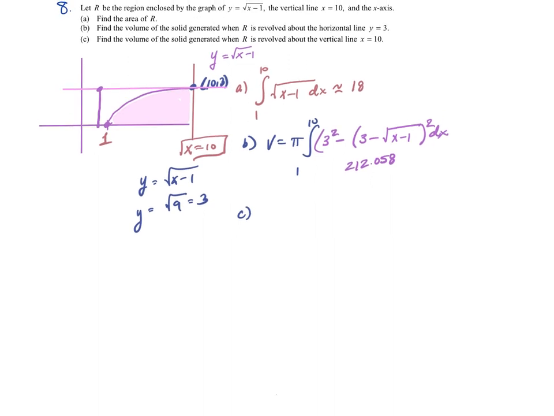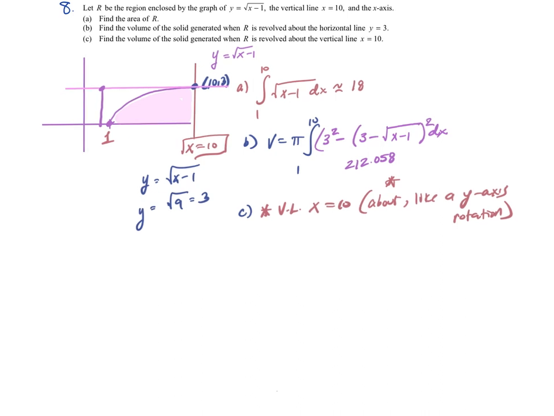All right, and then for part C, find the volume around the vertical line x equals 10. So this is the first time we've done this. So vertical line x equals 10. Think about it like a y-axis rotation. Okay, so this is easy 3 points. You just have to pay attention to what you're doing. So I need my variables in terms of y inside the integral, and I need a dy as my answer.